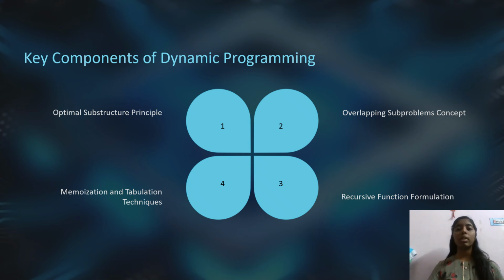The key components of dynamic programming are, first, the optimal substructure principle; second, the overlapping subproblems concept; third, recursive function formulation; and fourth, memoization and tabulation techniques.